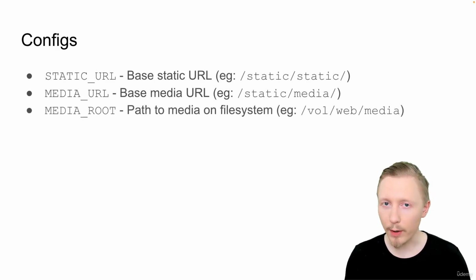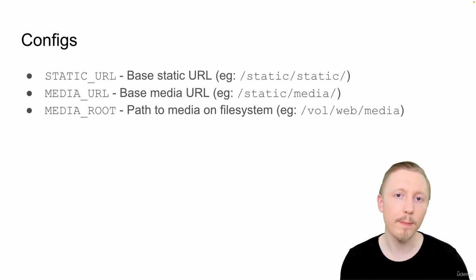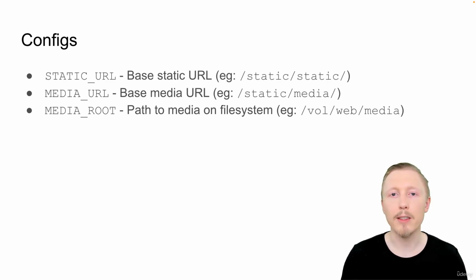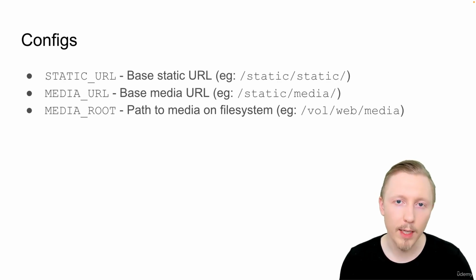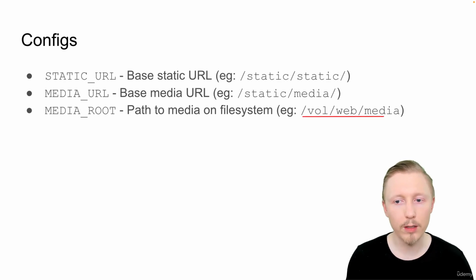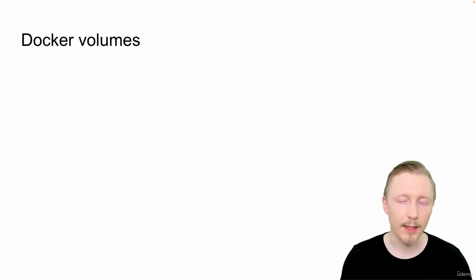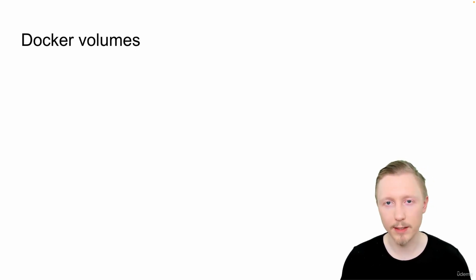This is the root directory on the server that is going to be storing these files. So whereas the URLs were the base URLs that are going to be accessed in the web browser, the media root contains the actual root on the file system that's going to be used to store these files. In our example, we're going to be using /vol/web/media. And then you have STATIC_ROOT. Very similar to media root, static root is the location where we want to store all of the static files on our file system.